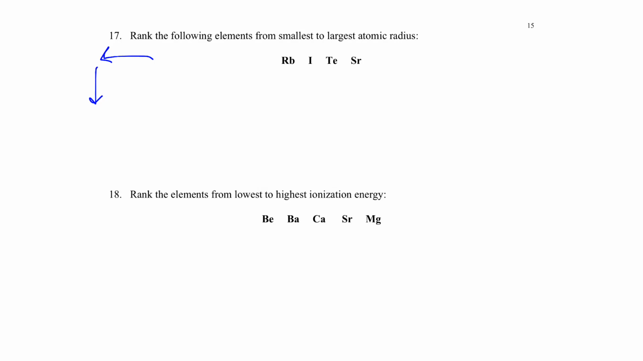So knowing that this is the general trend, if I find where these 4 particular elements are on the periodic table, the smallest one would be the one that was most up here. The largest one would be the most down there. So if we put these in order, that would look like this. Again, these are a little bit easier to explain if the periodic table is handy, but I suggest you draw the arrows.